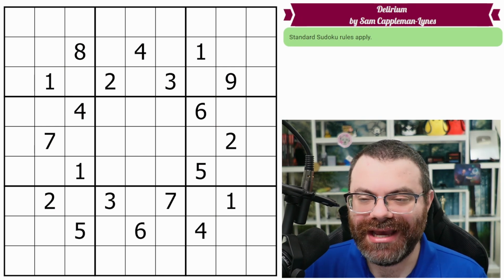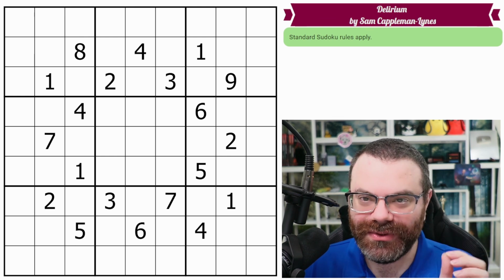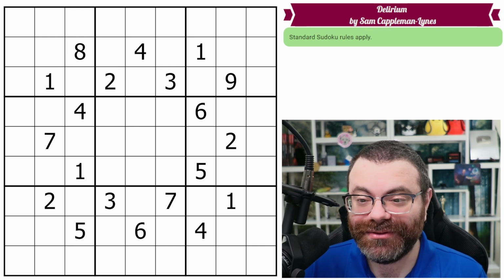This is puzzle number 9 of chapter 2 of the Sudokult Gospel document, which you can find in the description. We are almost done with chapter 2, amazingly. I think there's one more puzzle after this, and then we'll be moving on to chapter 3.